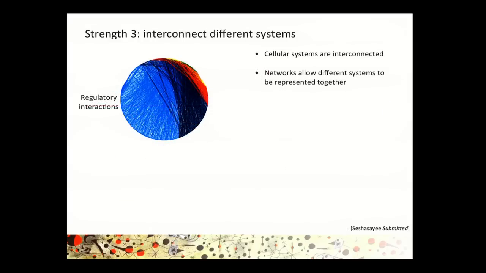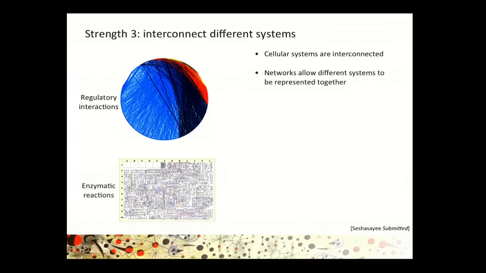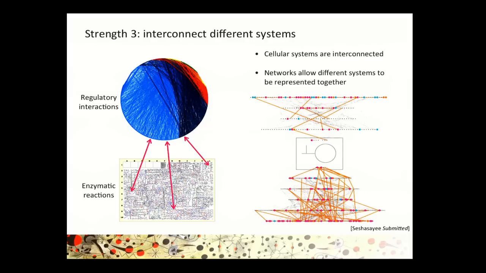The final strength of networks is that they interconnect with other systems very nicely. So for example, in our work, we wanted to look at how the metabolic network is regulated by the transcriptional network. And by using a network representation, we were able to bring together these two different networks, showing how different parts of the metabolic system are regulated at different times.